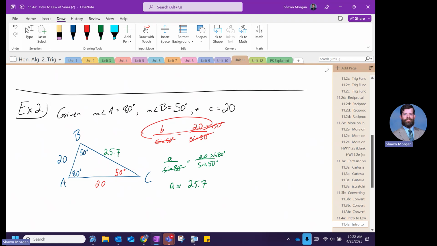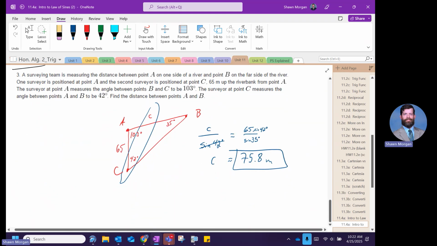And then what did you think he meant? In that word problem, I think they were just asking to find the distance between points A and B.